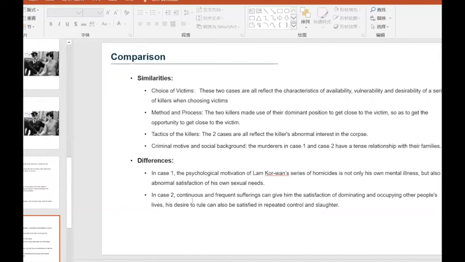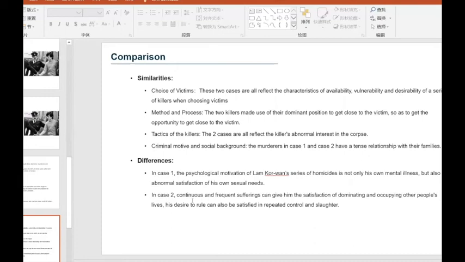And secondly, from the point of view of the method and process, the two killers made use of their dominant position to get the opportunity to get close to the victims. In case 1, the killer was a taxi driver who worked the night shift, and according to the case, we can find that except for the reason why the third cleaner got into the taxi, the other three victims all got into the taxi in heavy rain, drunk, and in a hurry.